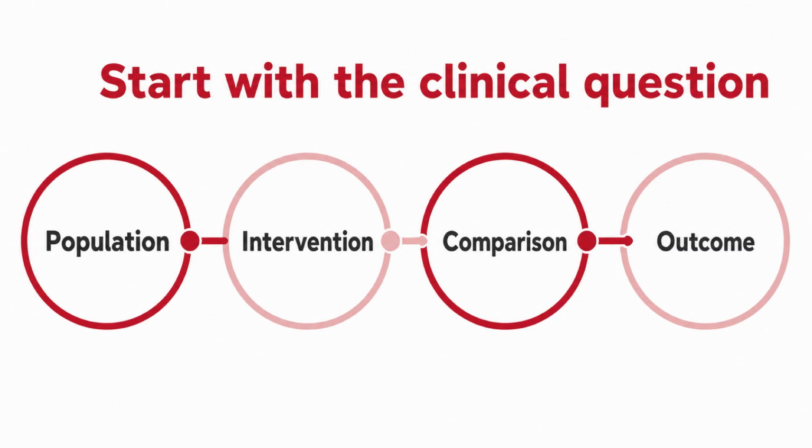Start with a focused clinical question. The PICO framework helps you identify four key elements: the population, intervention, comparison, and outcome. Together, these elements define what evidence is relevant to your question. Even a well-designed study may not be useful if it examines the wrong patient population or measures a different outcome. As you review your PubMed results, use your PICO question as a quick test to decide which articles are truly relevant.